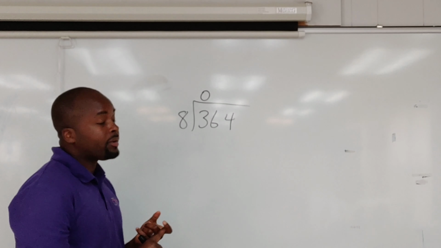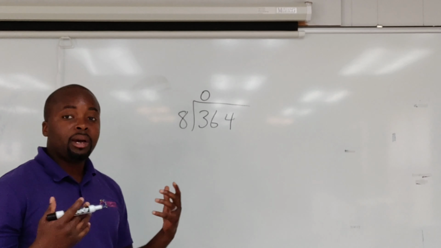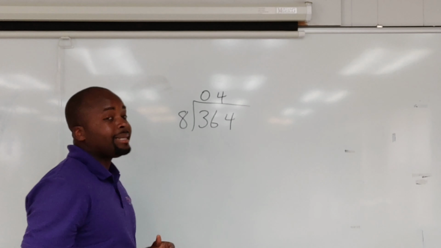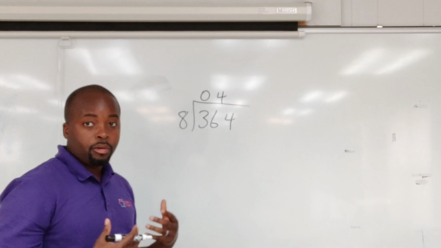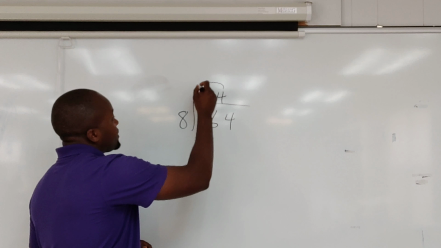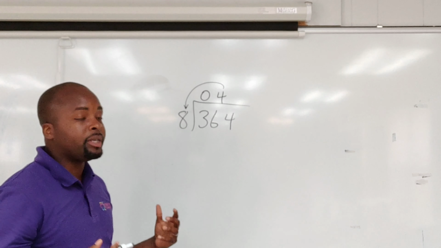Well, 8 goes into 36. You need to know your multiplication. 8 goes into 36. I know it goes 4 times. My next step is McDonald's, or multiplication. I'm going to multiply 4 times 8. 4 times 8, as we know, is 32.